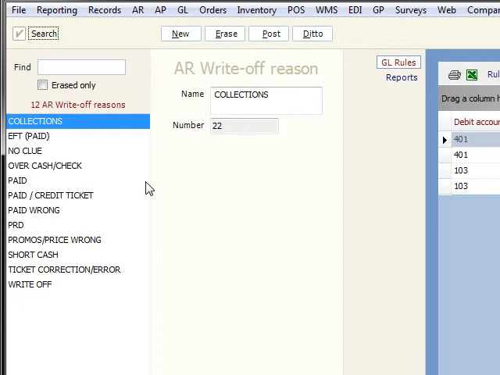AR write-off reasons are not assigned to another record. Instead, they will be assigned to the transaction directly as users write off open receivables or credits. To create an AR write-off reason, go to AR Write-off Reasons.